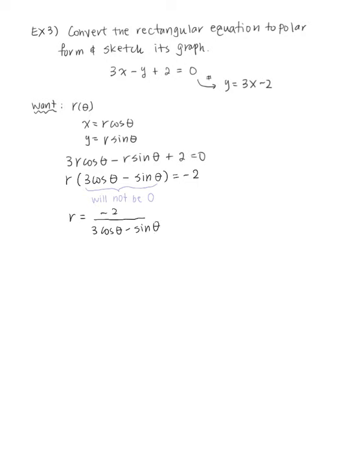Now I think this is in terms of r of theta because we're able to solve for r, and on the right hand side there is no more r. Everything is in terms of theta, so we can call this r of theta. It's a function of theta now. So this equation is in polar form.